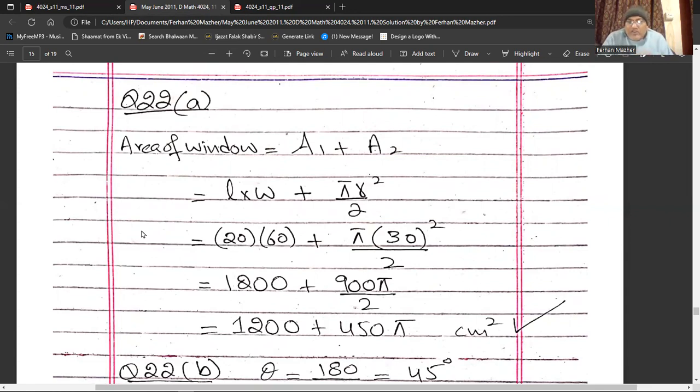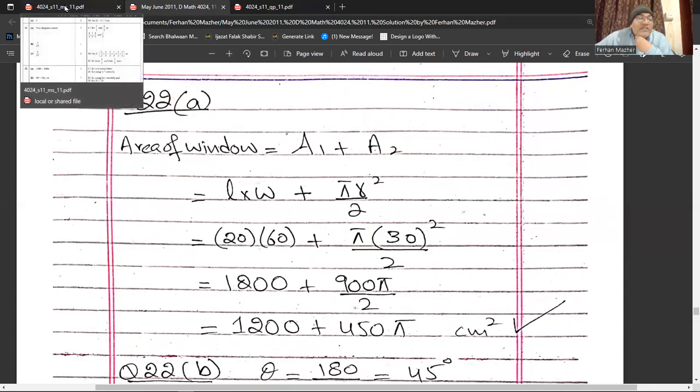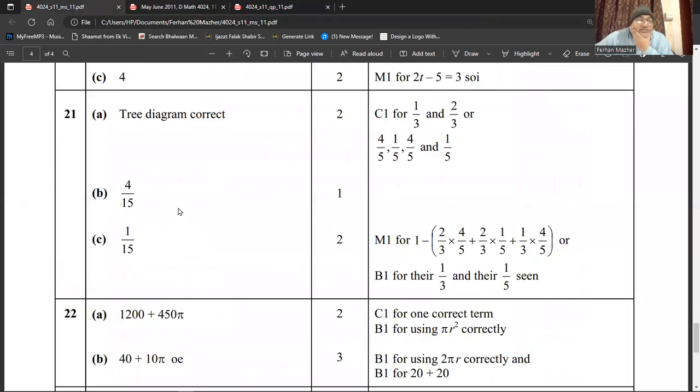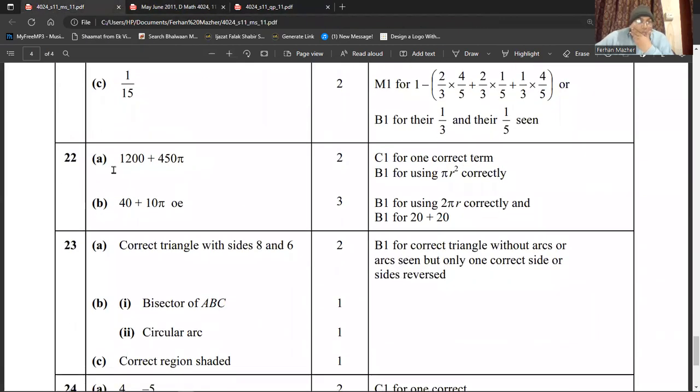So 20 into 60, that is 1200, plus pi multiply 900 divided by 2. So you have 1200 plus 450 pi centimeter square. Our answer is right.